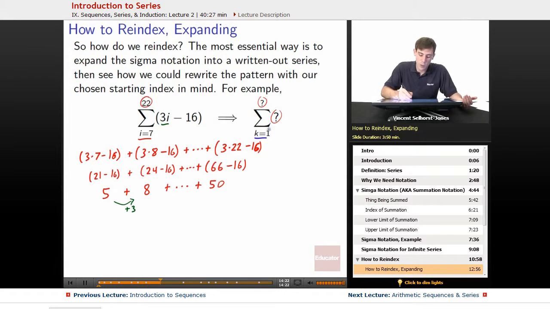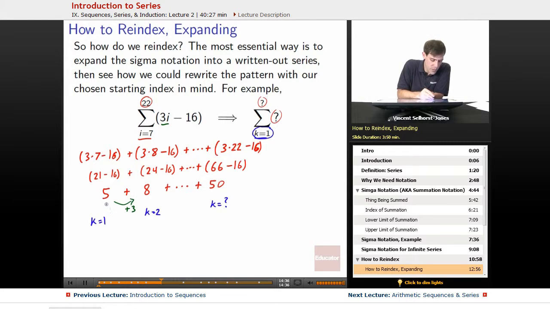So if that's the case and we want to get k equals 1, then here we're at k equals 1, here we're at k equals 2, here we're at k equals, we'll leave that as a question mark right now because we don't quite know yet. We'll talk about that in just a moment. Let's see why. So k equals 1, if it's plus 3 each time, we're going to want 3k plus some number. If we're at 5 here, then that'd be 3k plus 2, because 3 times 1 plus 2 does get us 5, so that checks out.